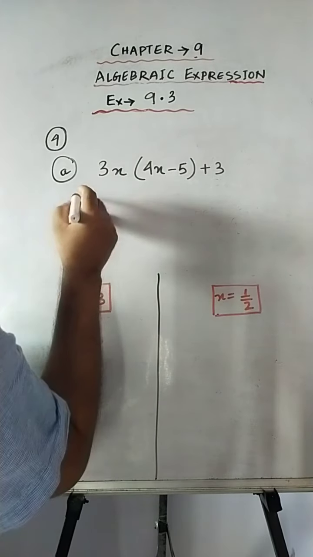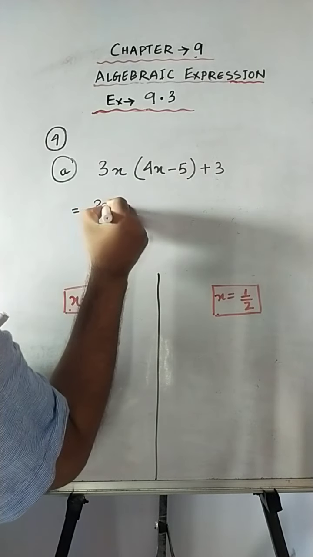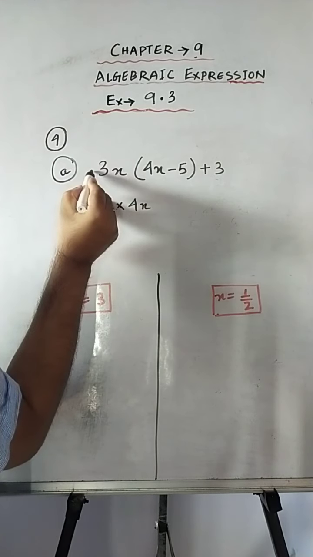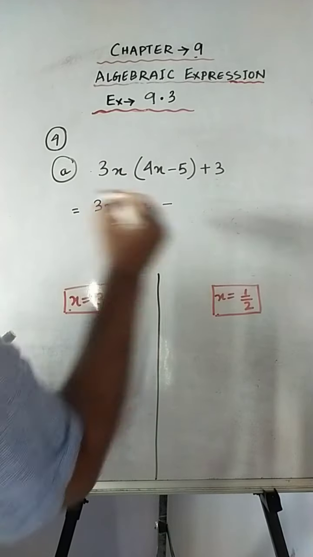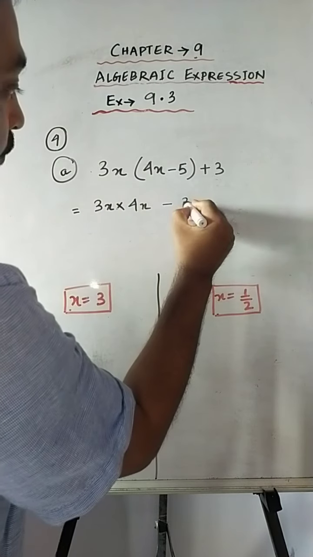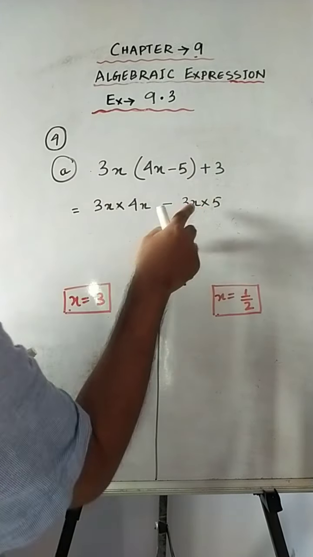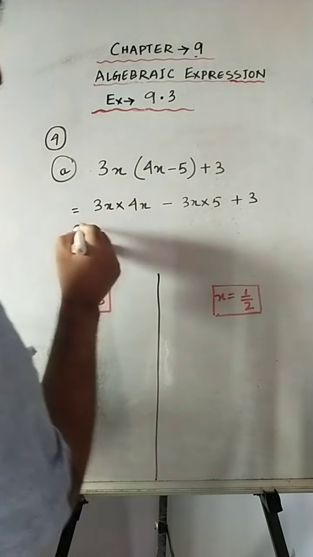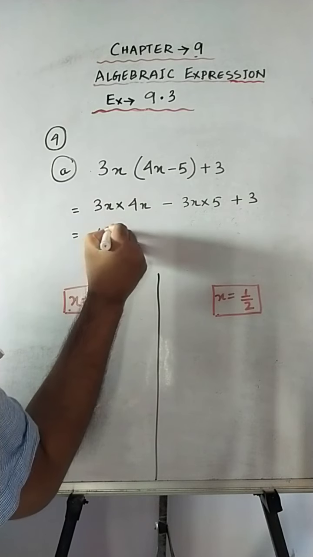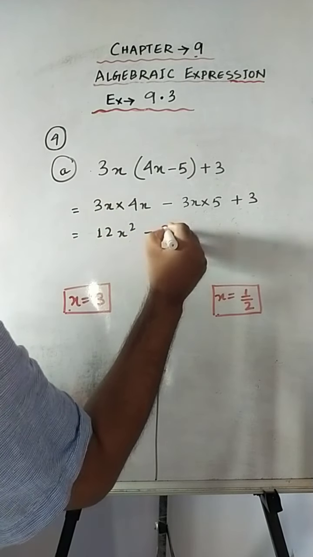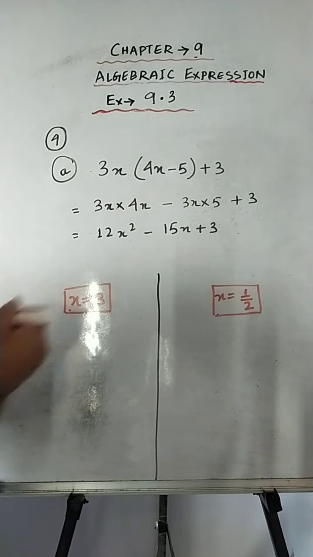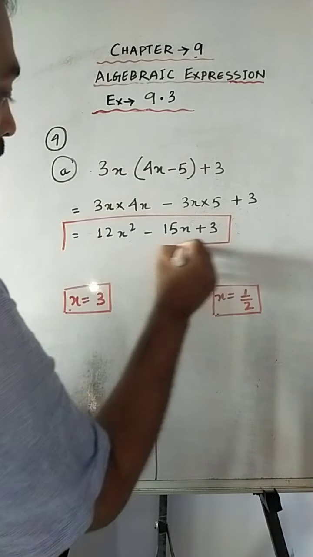So the next step we will write 3x into 4x. Now 3x is having a plus sign, so plus minus minus 3x into 5. Now next we'll write 3x into 5, then we'll write this one plus 3. Okay, so if you multiply this, your required answer will be 12x square minus 15x plus 3. So this is your first part answer.